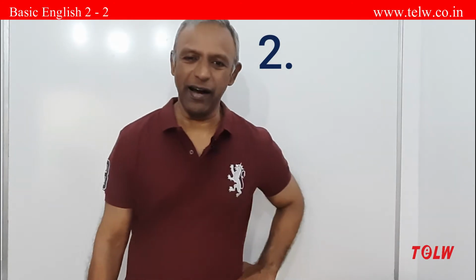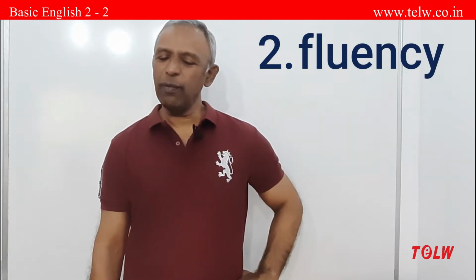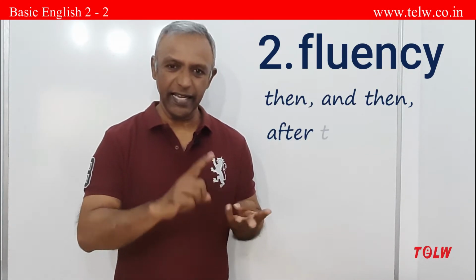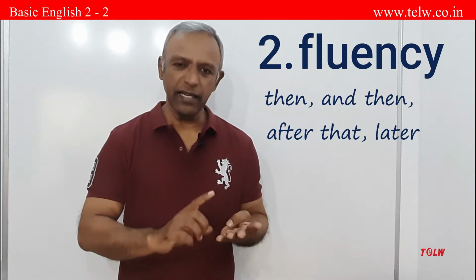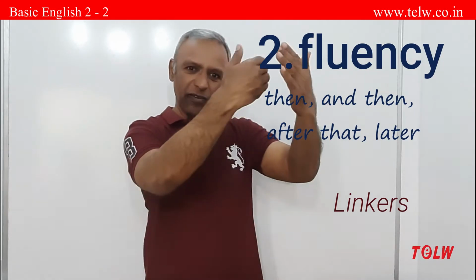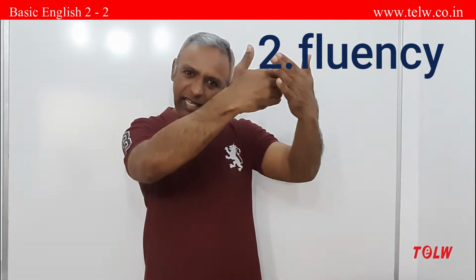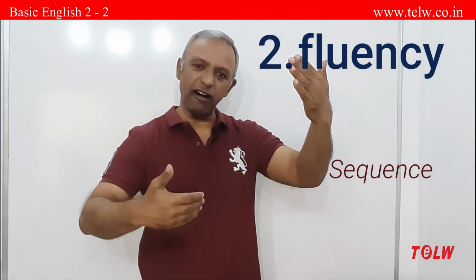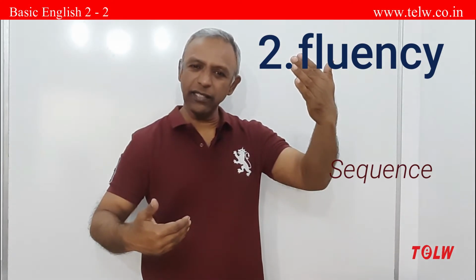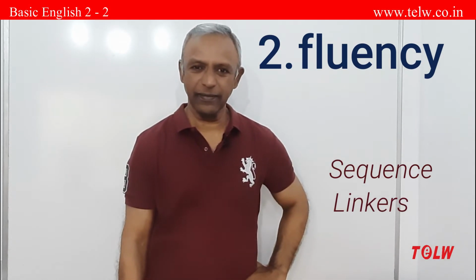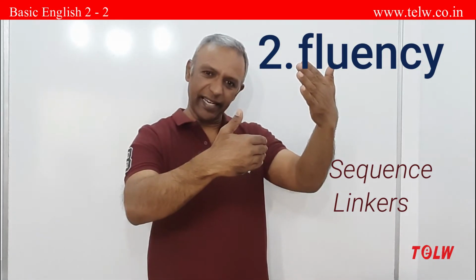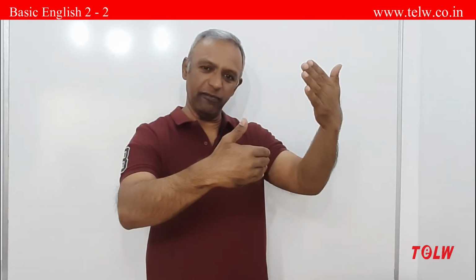Now let's come to the second part. Fluency. You must have noticed that I use words like then, and then, after that, later. These are what I call the linkers, and they tell you what came first, what came second, what came third. So they give you the sequence of activities or events. Therefore, I call them the sequence linkers. They help you move from the first activity to the second activity and tell you exactly what happened first and then next.